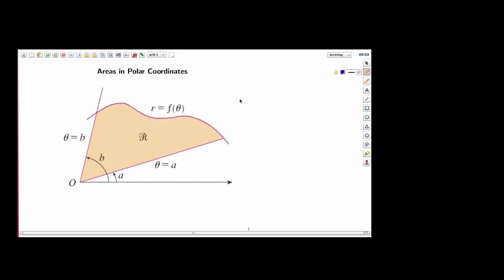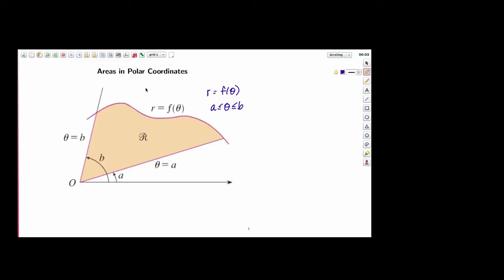In this lesson, we're going to derive the formula for areas in polar coordinates. The general setup is, suppose we have some polar curve given by r is some function of theta, and we want to find the area bounded by this polar curve on some interval theta in between a and b.